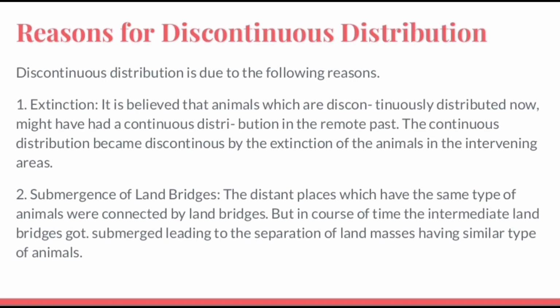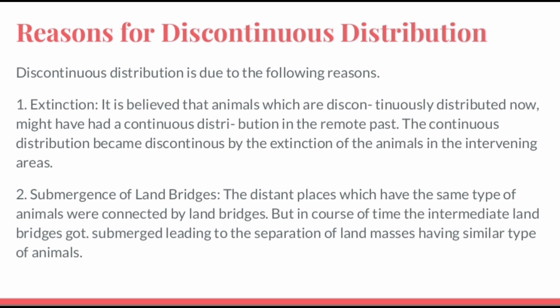Reasons for discontinuous distribution. Discontinuous distribution is due to the following reasons. First, extinction. It is believed that animals which are discontinuously distributed now might have had a continuous distribution in the remote past. The continuous distribution became discontinuous by the extinction of the animals in the intervening areas. Submergence of land bridges. The distant places which have the same type of animals were connected by land bridges, but in course of time the intermediate land bridges got submerged, leading to the separation of land masses having similar type of animals.